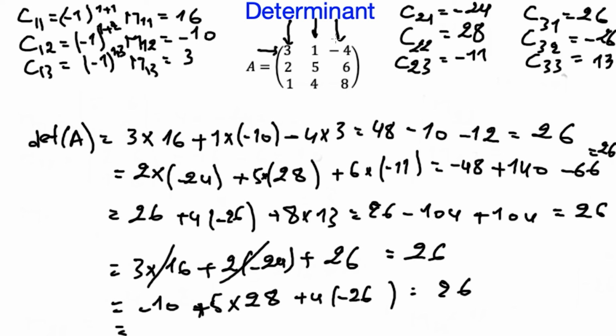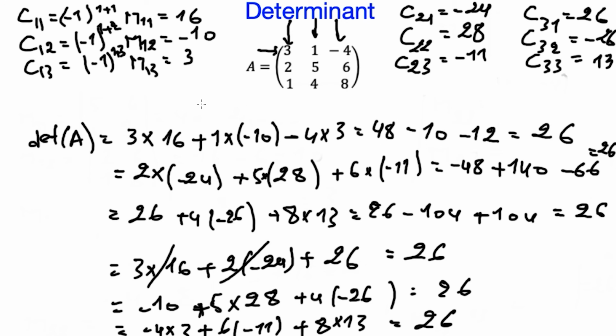And the third column here also, minus 4 times its corresponding cofactor, which is C13, so times 3, plus 6 times its corresponding cofactor here, C23, which is minus 11, so it is 6 times minus 11, and plus this 8 times its corresponding cofactor here, C33, so times 13, and this also must be equals 26.